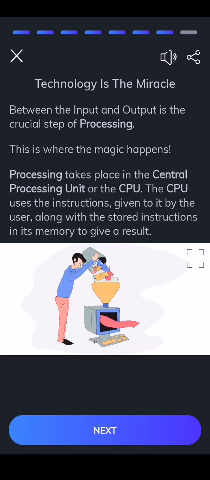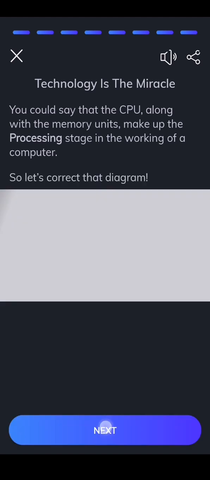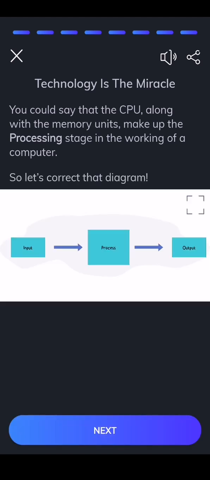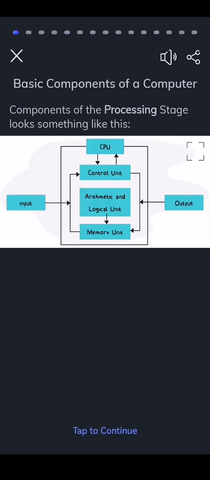Processing takes place in the central processing unit, or the CPU. The CPU uses the instructions given to it by the user, along with the stored instructions in its memory to give a result. You could say that the CPU, along with the memory units, make up the processing stage in the working of a computer. So let's correct that diagram. Components of the processing stage look something like this.